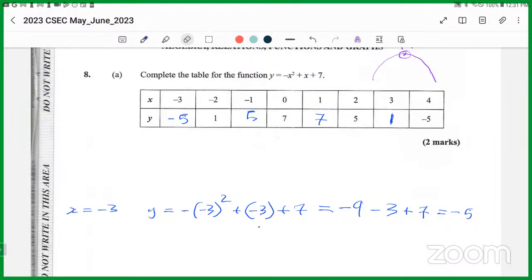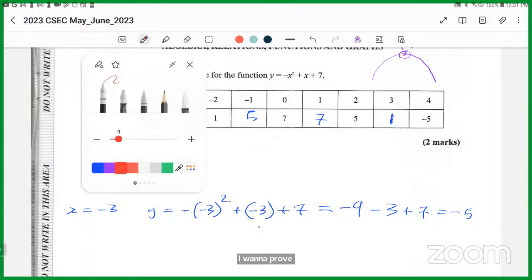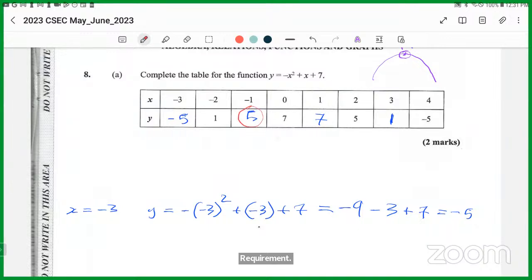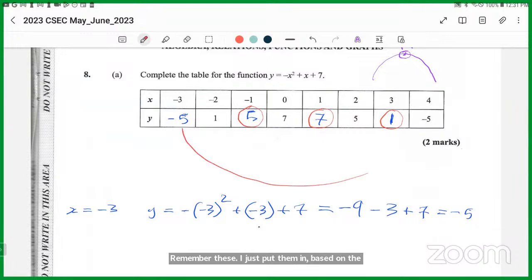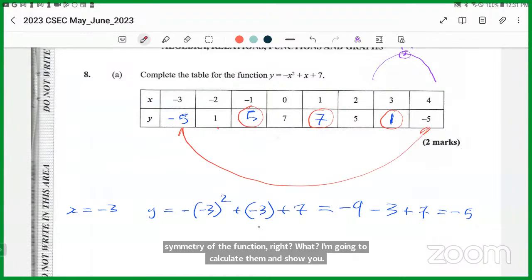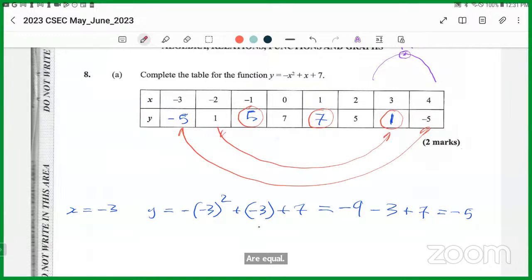All right. So I'm going to prove this. Remember, I just put these in based on the symmetry of the function, right? But I'm going to calculate them and show you. Once I see these two are equal, and these two equal, and these two equal, then this is my line of symmetry right here.